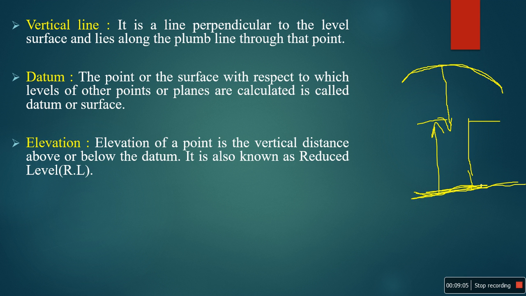Similarly, the next one is elevation. Elevation means the vertical distance of a point with respect to the given datum. Okay, for this one, the height of the building is called the elevation of the point, with the reference of the given datum line. And it is also called the reduced level, or simply RL.